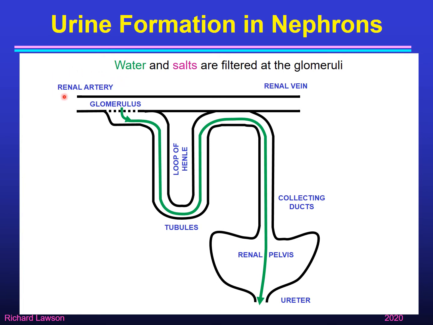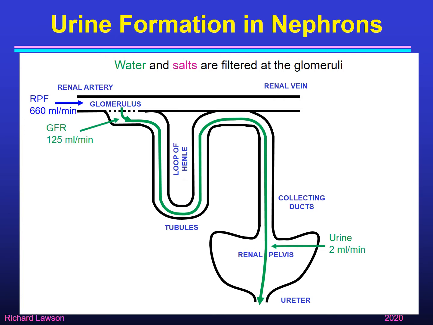Now we know that blood comes in through the renal artery and leaves through the renal vein, and as it passes the glomerulus, small molecules, which are mainly water and salts, are going to be filtered, and then the filtrate will pass down through the tubules in the proximal tubule, down the descending limb of the loop of Henle, back up the ascending limb into the distal tubule, and then through the collecting ducts down through the renal pelvis and eventually out through the ureter.